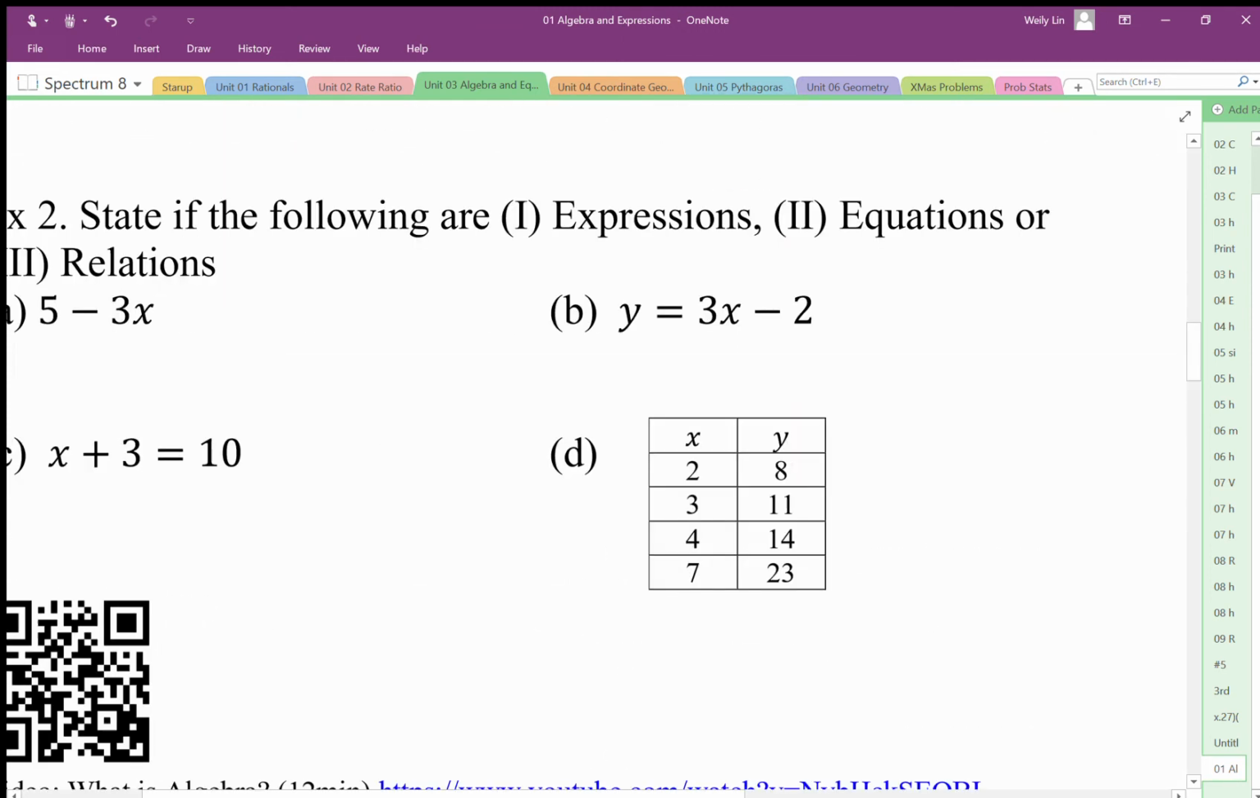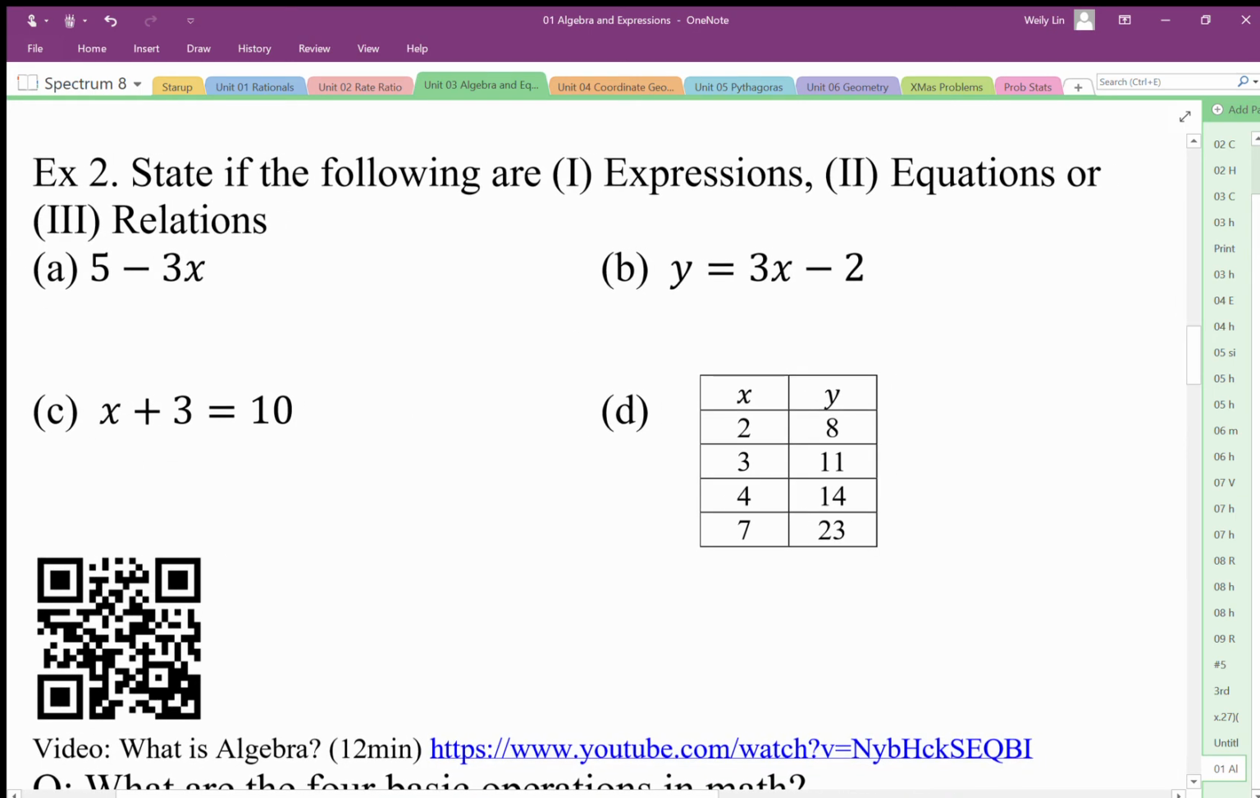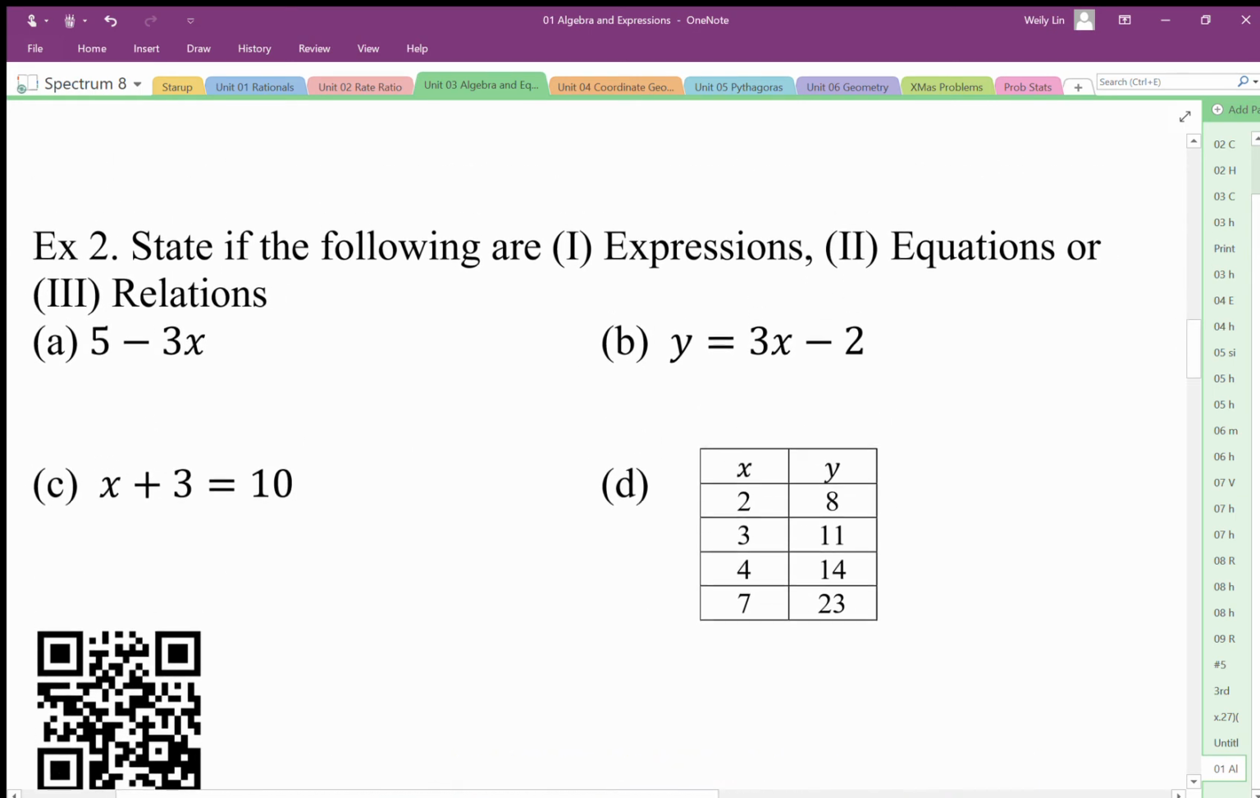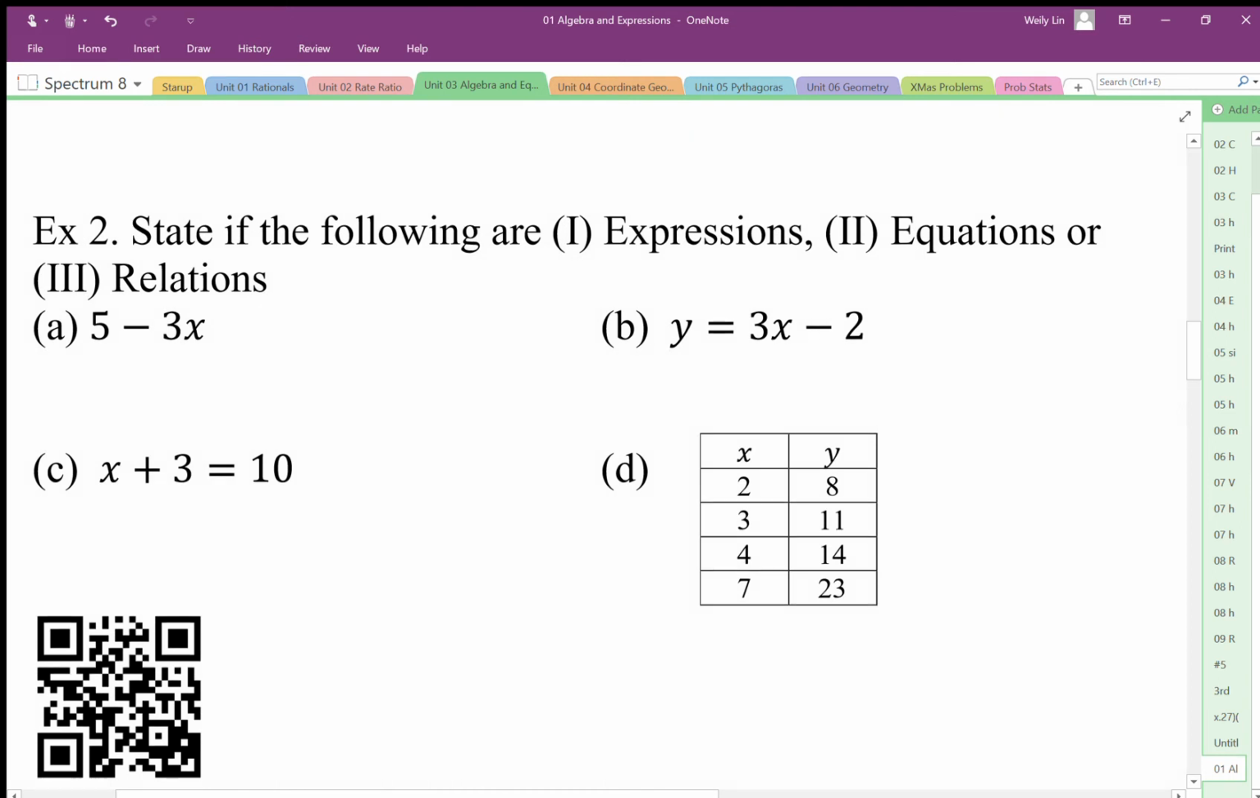So for these ones here, I want you to state whether these are expressions, equations, or relations. For A, there's 1x, but there is no equal sign here. So this is an expression. Expressions are most easily characterized by the fact that there's no equals. In B, there is an equals, but there's two variables. Expressions can have two variables, but expressions can't have an equals in there like this. So this is a relationship or a relation.